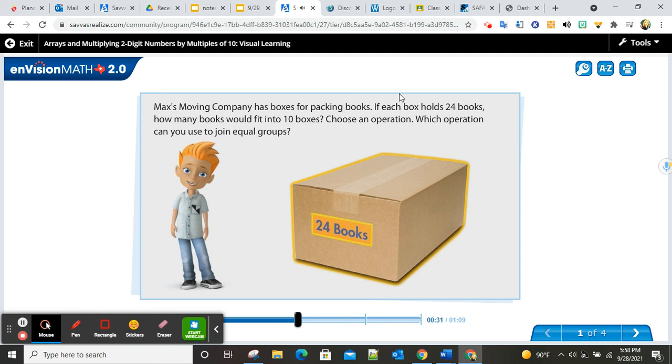Well, think to yourself, do I have a total? No, you don't have a total. And do you have equal groups? Well, we have 10 boxes, so we have equal groups, so we're multiplying. It says right here, join equal groups, we are multiplying. Let's continue.